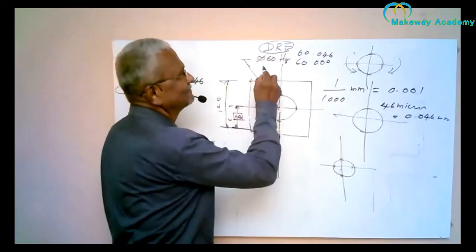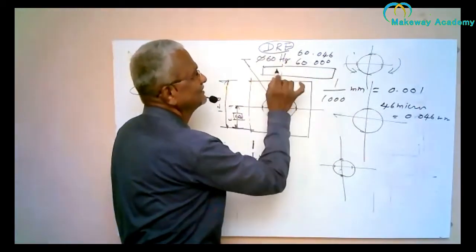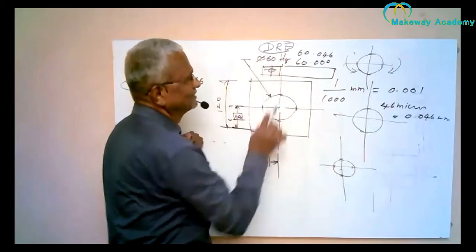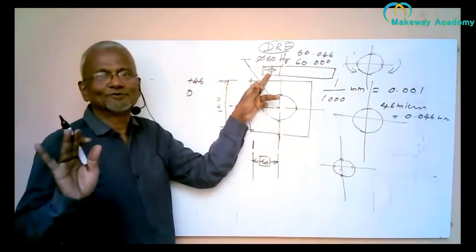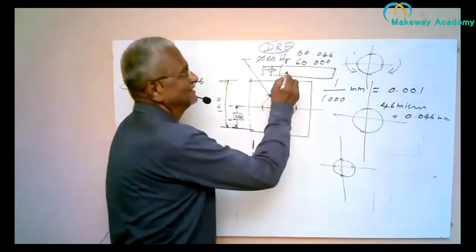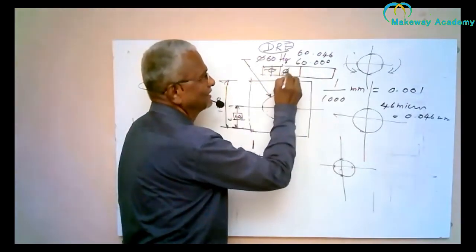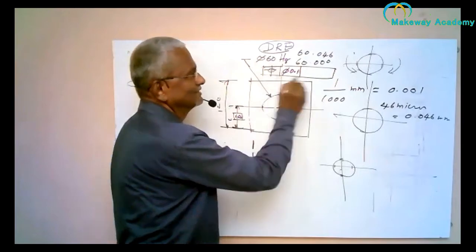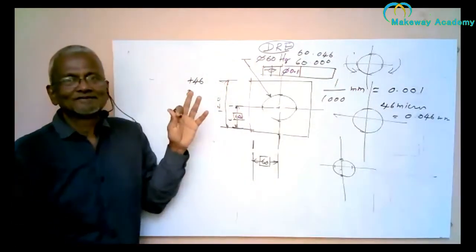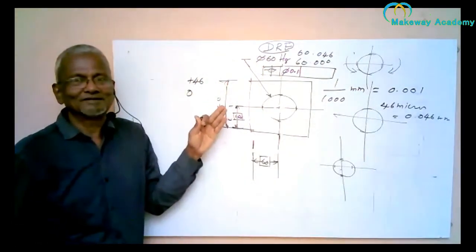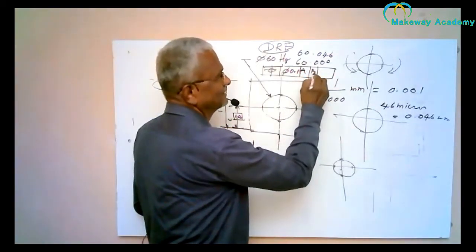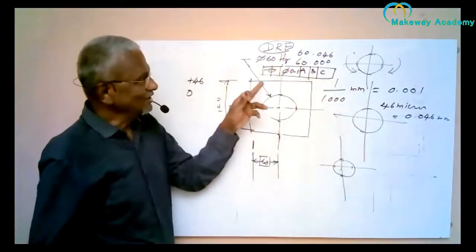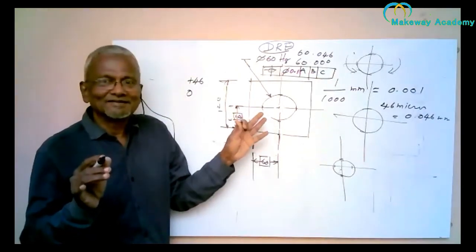Say here they give this: position. So the position of this hole is controlled. That is the symbol. There are only 14 symbols. And then this is the tolerance, diameter 0.1. This is the tolerance zone. The tolerance zone is a cylinder whose diameter is 0.1. And then these are the datums, A, B, and C. So the tolerance zone is located using DRF.